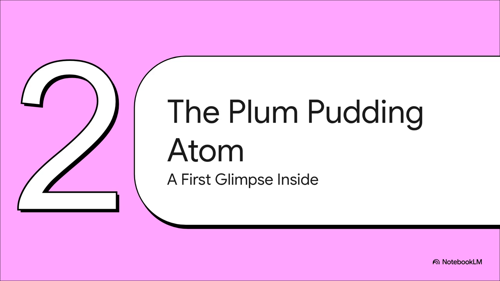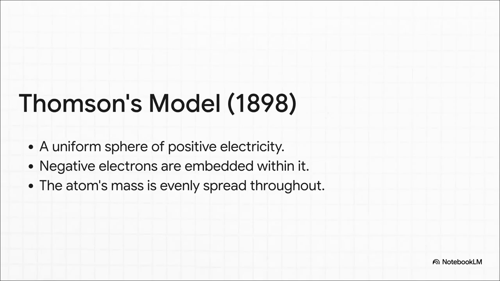Which brings us to part 2, the plum pudding atom. In 1898, J.J. Thomson gave us our first real glimpse inside. So, Thomson imagined the atom was this sphere of positive stuff. You can think of it like a ball of cookie dough, and the tiny negative electrons were just kind of dotted throughout, like chocolate chips. The popular name for it back then was the plum pudding model.